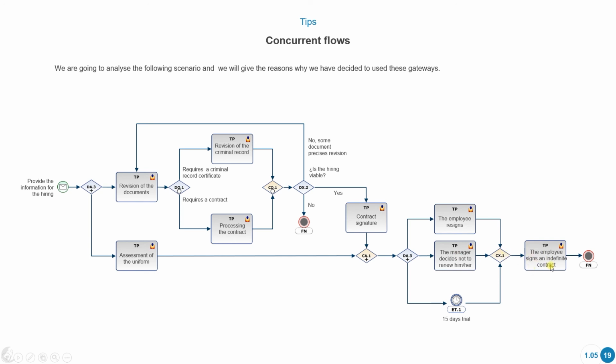Finally, here we have a task. The employee performs their task and the process is finished. So here we can see an example of a process with lots of different gateways and how each of them is working.